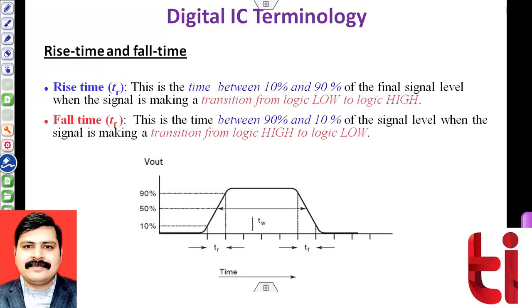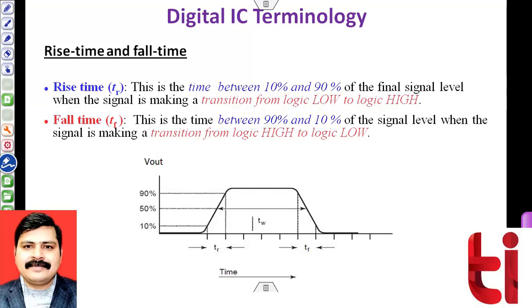The next parameter is related to time, and it is related to the rising edge and falling edge, because we are dealing with two logic levels, logic 0 and logic 1. There is a chance of a transition from logic 0 to logic high and vice versa, from logic high to logic 0. So one can define the terms rise time and fall time accordingly.